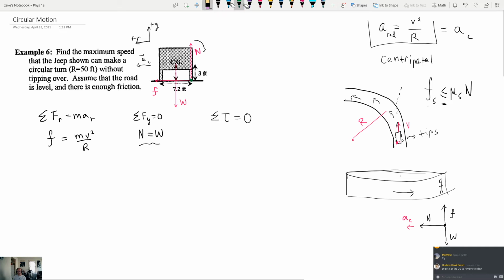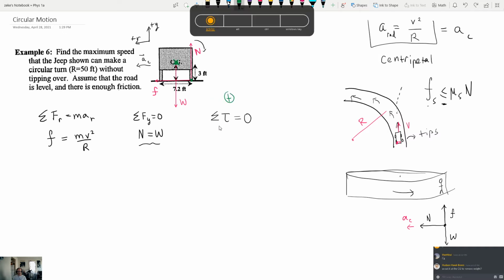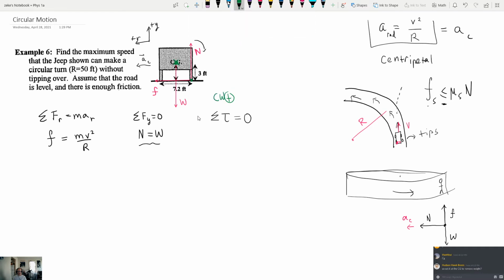Let's see if that works. So if we choose the center of gravity right here to be our axis of rotation, now, yeah, the weight won't show up, but we can write, let's make clockwise positive. So if we make clockwise positive, then we'll have F times the lever arm, which would be 3 feet, minus the friction force.